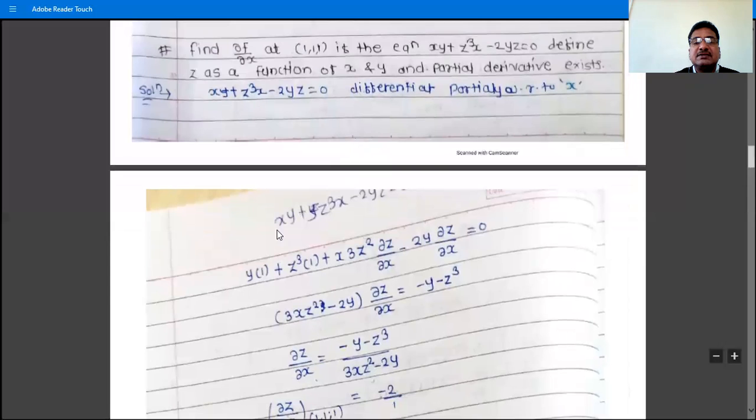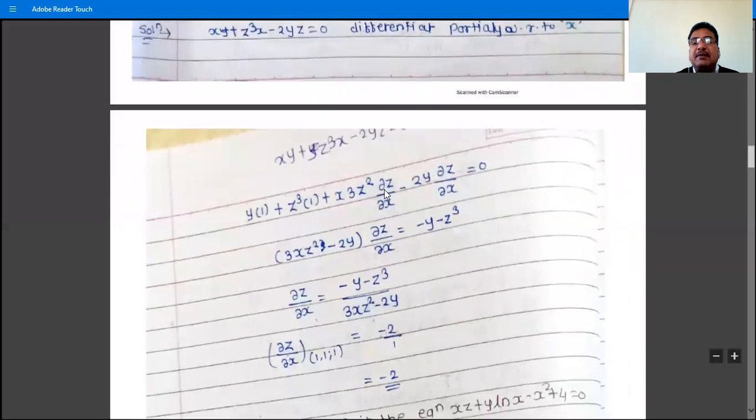But here z is a function of x and y, so for z cube into x, use the u into v rule. Z cube times the derivative of x, which is 1, plus x times the derivative of z cube, which is 3z square into ∂z/∂x, because the partial derivative is with respect to x, therefore multiply by ∂z/∂x. Minus 2y, y is constant now, and the derivative of z is ∂z/∂x, is equal to 0.